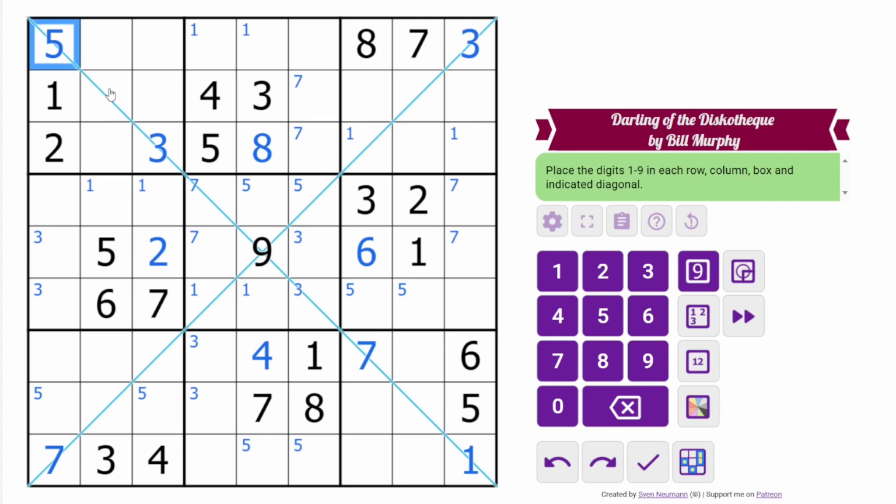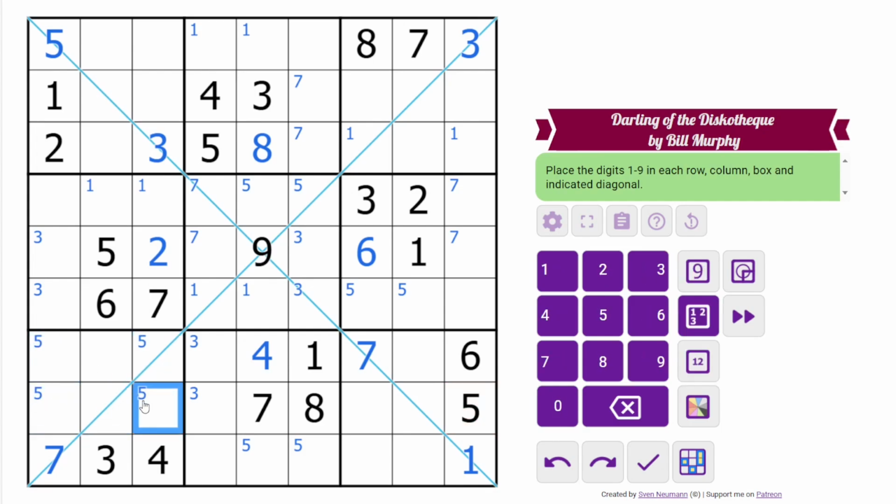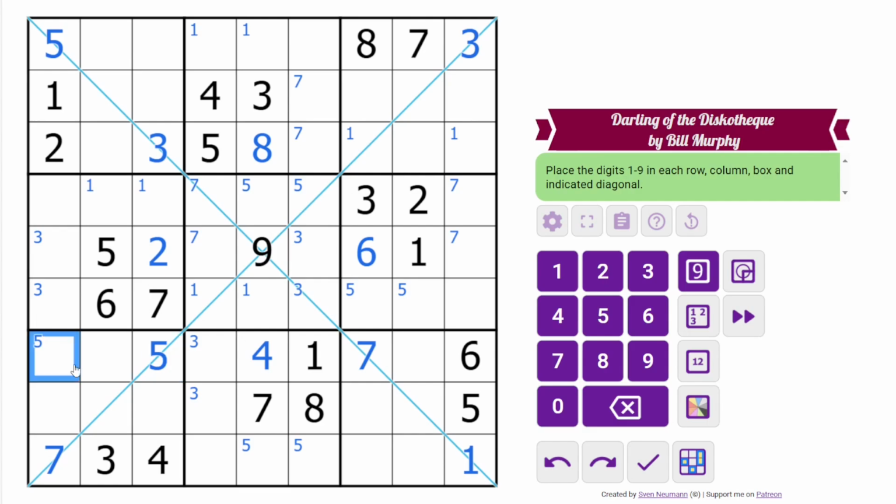The 5 looks down here. I've marked the wrong cells there too. It's not my best solve ever. And the 1 can't go here. And now those digits will look into the central box. So this can't be 1, this is 1.